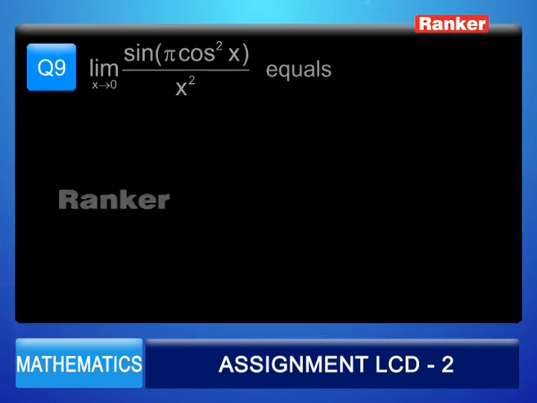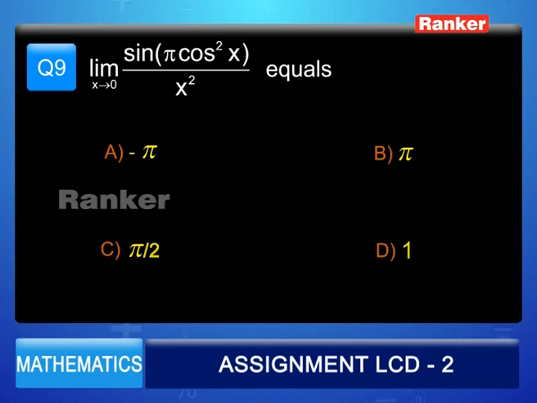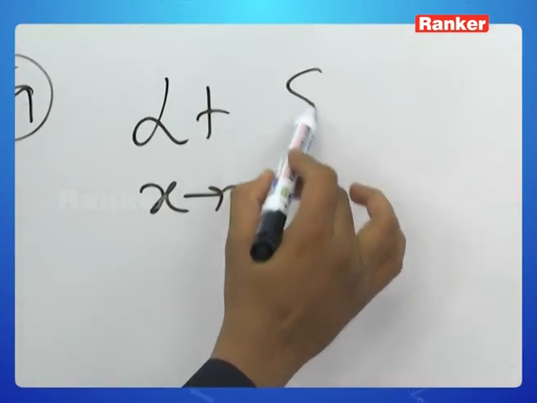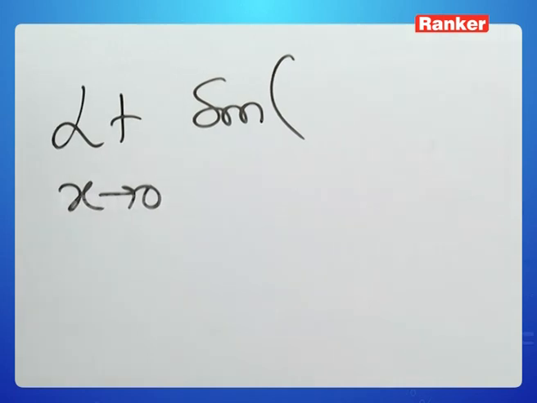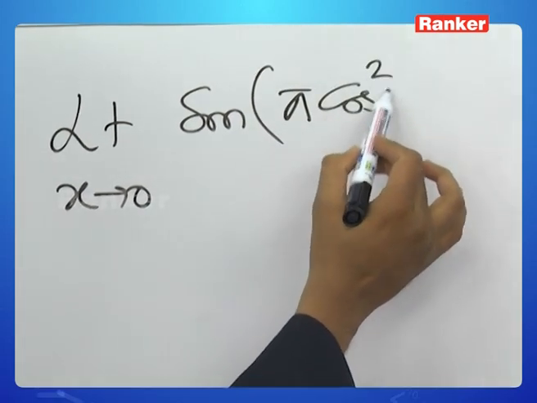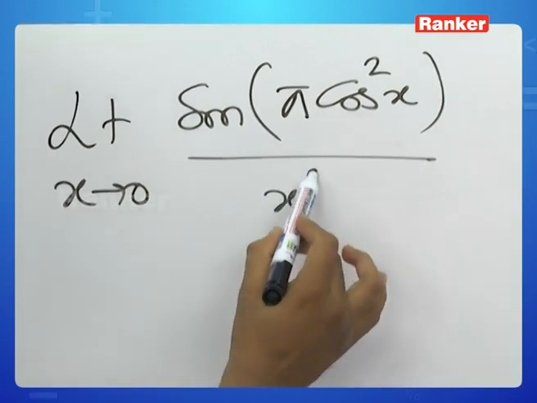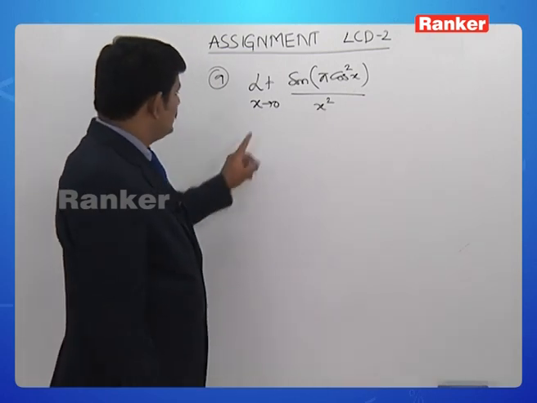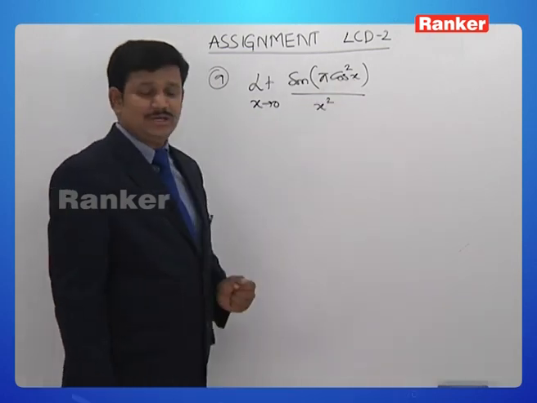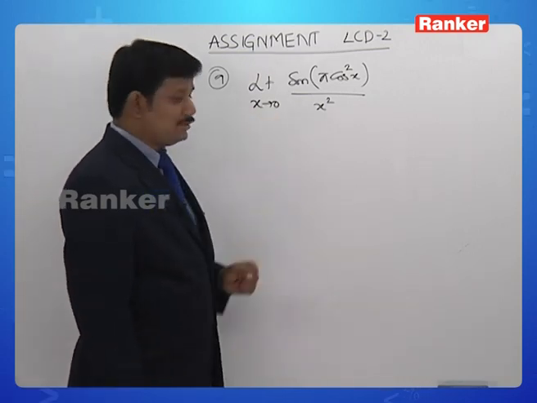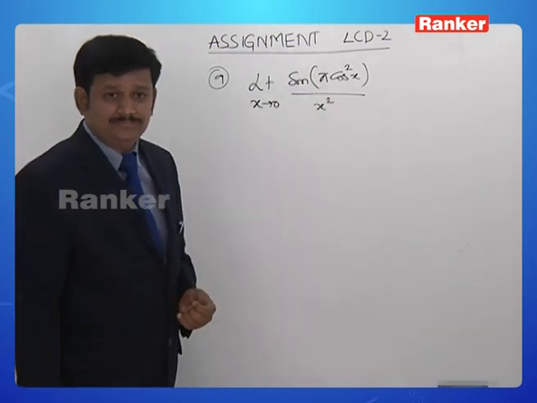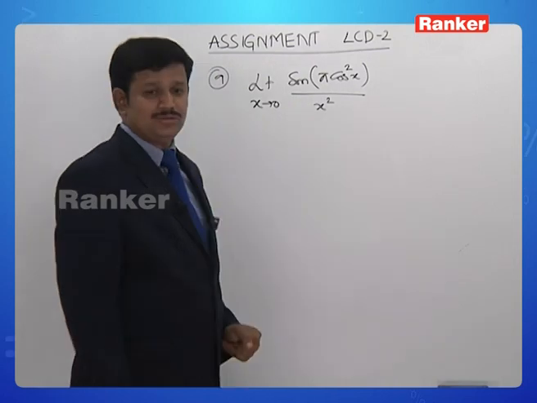Next question, limit x tending to 0, sine of pi cos square x divided by x square. We have to evaluate this limit. Now, let us see how to evaluate it. As x tends to 0, cos square x tends to 1 and pi into cos square x tends to pi, and sin pi is 0. So, this is 0 by 0 form.